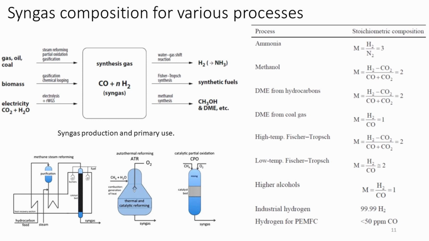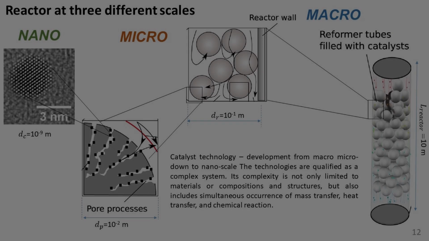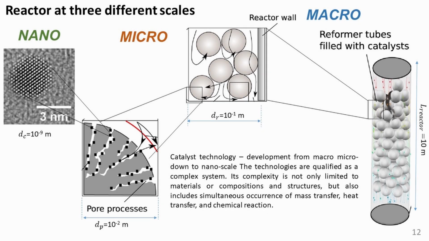Catalyst technologies are qualified as a complex system. Its complexity is not only limited to materials or composition and structure, but also includes simultaneous occurrence of mass transfer, heat transfer, and chemical reaction. Catalyst technology is often discussed or reviewed on the basis of a specific subject, piece by piece, while an actual working catalyst or catalyst process is an innovative integration of many technology components, materials, chemistry, and chemical engineering.